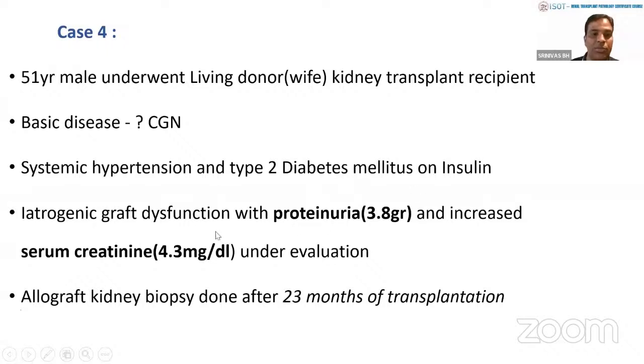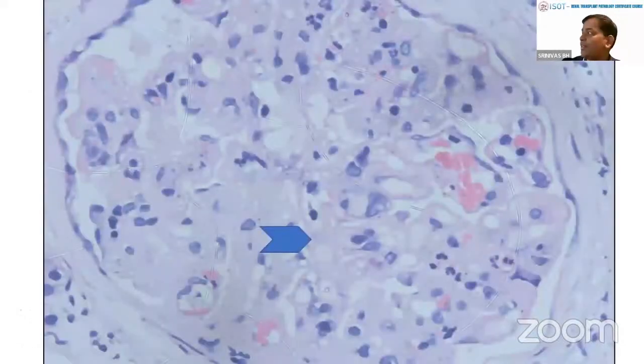Here the patient presented with graft dysfunction with proteinuria of 3.8 grams and increased serum creatinine of 4.3 milligrams. Allograft kidney biopsy was done after 23 months of the transplantation. This is post-transplant proteinuria after nearly 2 years, 3.8 grams proteinuria. Here, if you look at the glomeruli, they are enlarged, and you can see the lobular accentuations.